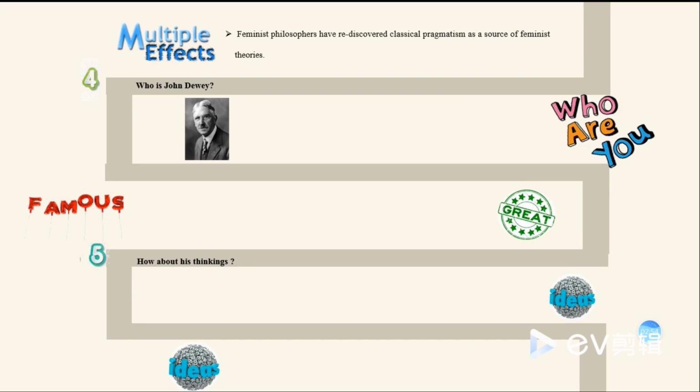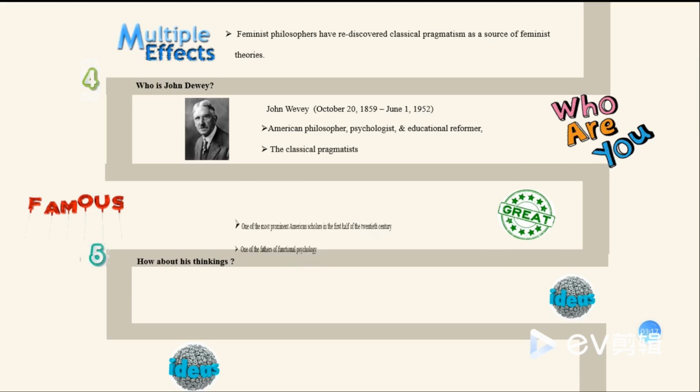Who is Dewey? Let me introduce him. Dewey was born on October 20 in 1859 and died on July 1 in 1952. He is an American philosopher, a physiological and an educational reformer. He is the classical pragmatist.